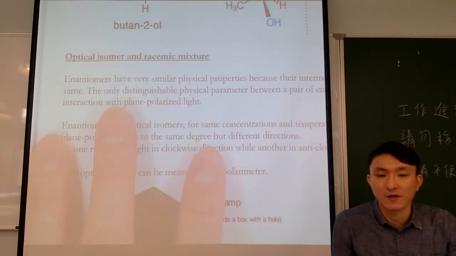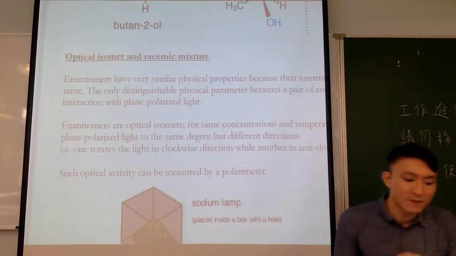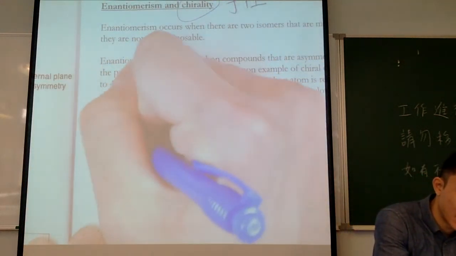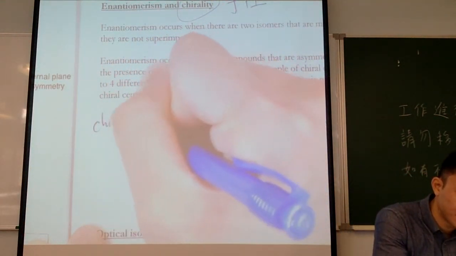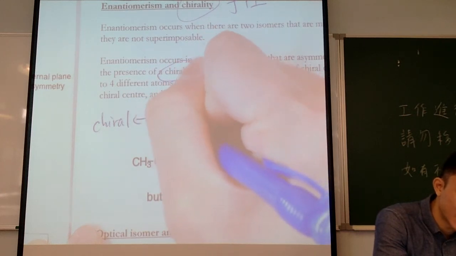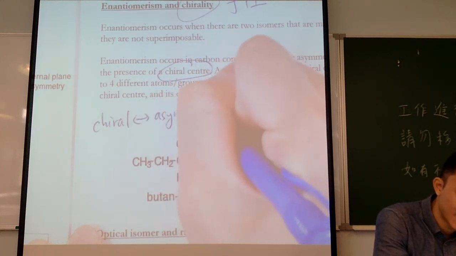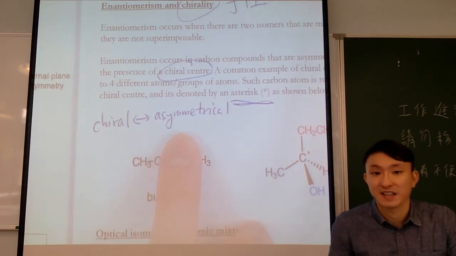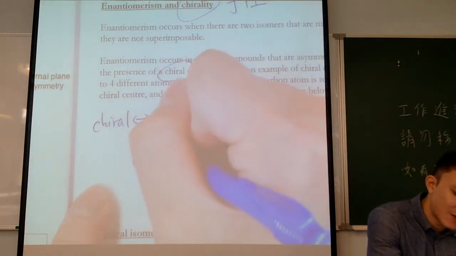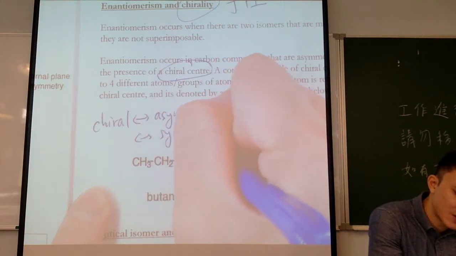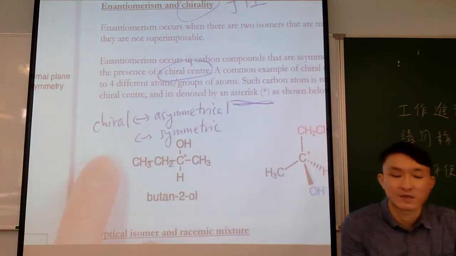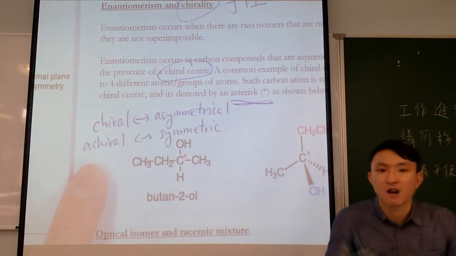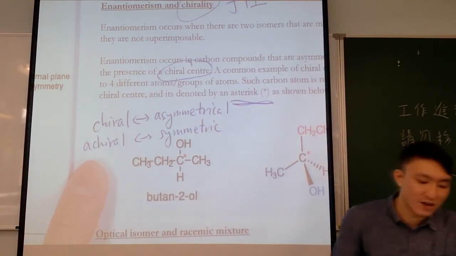Now down here we have two more terms that you need to know. By the way, one more thing. Like I said, here, chiral means asymmetrical, because just like our hand, our hand is asymmetrical. So what if we have a symmetrical molecule? Then we will say it is achiral. Achiral means not resembling our hand, okay?